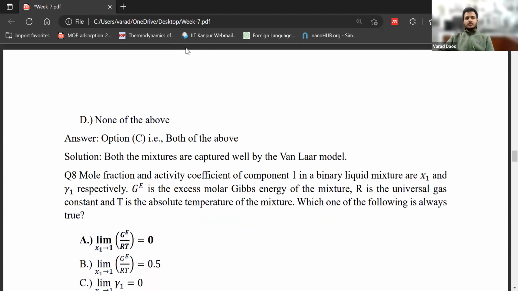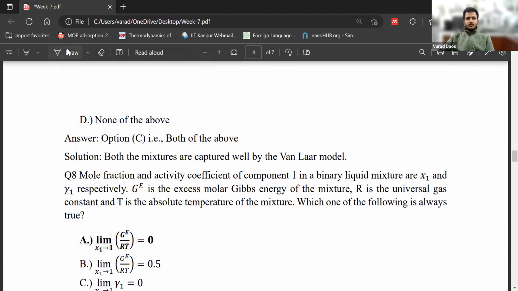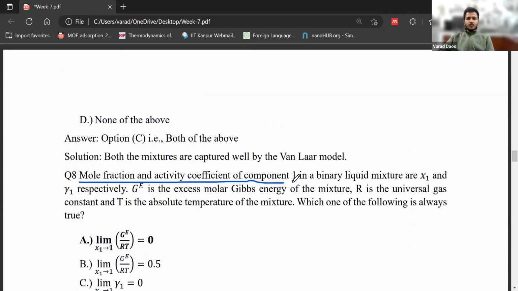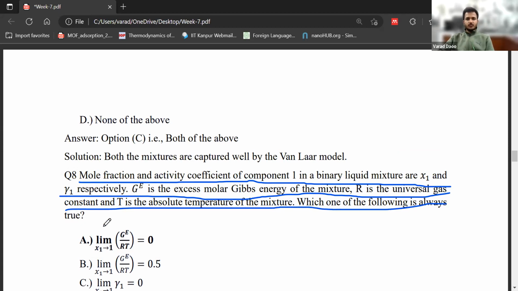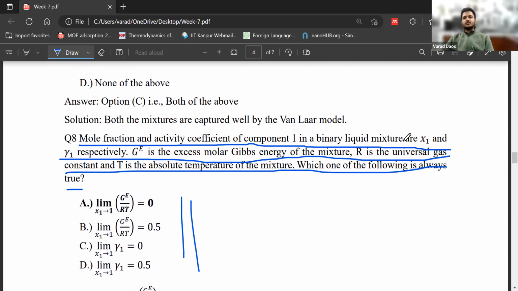Next question, question number 8. The mole fraction and activity coefficient of component 1 in a binary liquid mixture are x1 and gamma 1. G is the excess molar Gibbs free energy of the mixture, R is the universal gas constant, and T is the absolute temperature of the mixture. Which of the following is always right? I'll give a couple of minutes for you to solve.